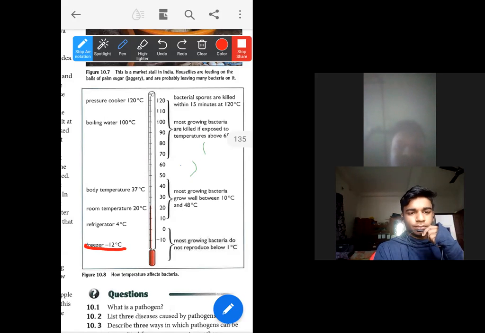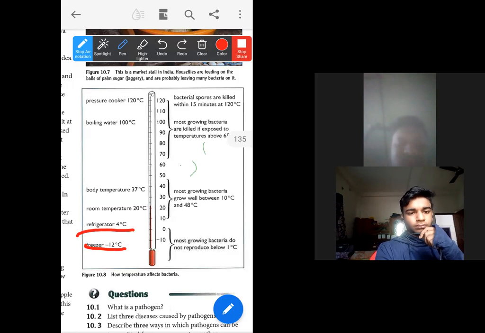In the refrigerator, this is why it is also said we should not eat refrigerated food after a long time, right? We should not keep it in the refrigerator for 3 to 4 days and then eat it. At least for 1 to 2 days it should be kept there, not more than that. In the normal refrigerator temperature, you can see 4 degrees centigrade. So these are the temperatures that stop the bacteria from replicating, from multiplying in number.